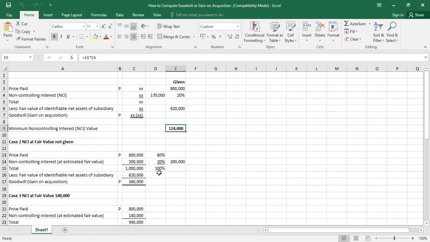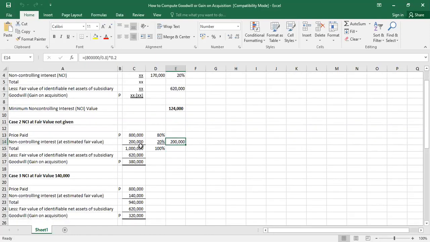So how do we compute? Knowing that 800,000 has been the price paid to acquire 80%, we can compute the 100%. So 800,000 divided by 80%, we get 1 million pesos, which is the total company value. Then, if we multiply this by 20%, the NCI, we get now the estimated fair value at 200,000. So that's how we got 1 million total less the fair value of identifiable net assets of subsidiary, and we get the goodwill gain on acquisition.